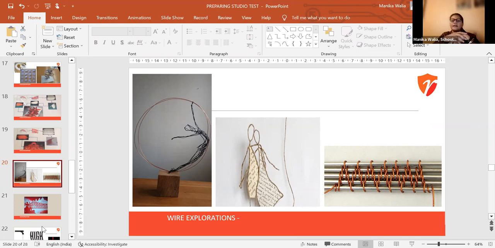Now, a very interesting thing on your right hand side, that's a copper wire, and how you have tried to weave. Rather than just twisting and braiding and creating spirals, how you can use pencils or some rod and try to weave it and create a pattern out of it.